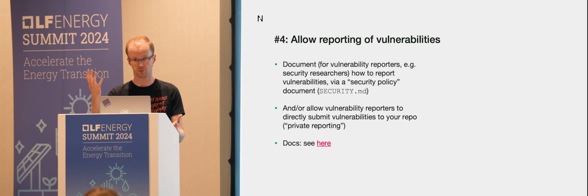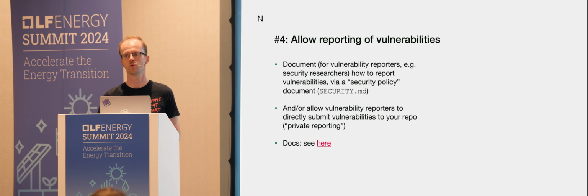Especially if you build a library or a product, help others report bugs, not just bugs, report vulnerabilities to you. GitHub has a bunch of features documented here, how you can do this. One feature is just creating a README that tells people how they should contact you. The other one is actually enabling a nice GUI from GitHub that security reporters can use to have a pre-made form to fill out when they want to report security vulnerabilities to you.